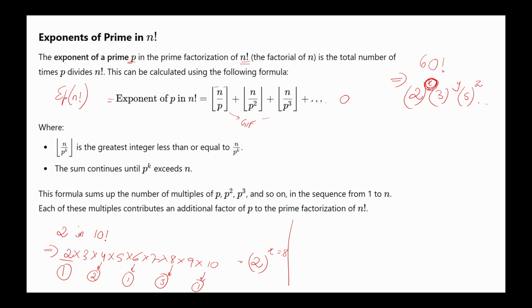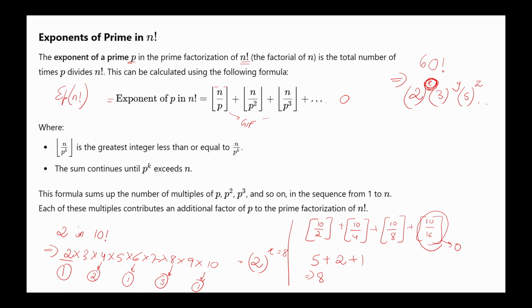Now if I solve this using the formula, what would it become? Factorial 10 by 2 plus 10 by 4 plus 10 by 8 plus 10 by 16. Of course this last value would come out to be 0 since it is a greatest integer function. So here we would have 5, this would become 2, this would become 1. So again we are getting 8 as our answer. I hope you are understanding this.